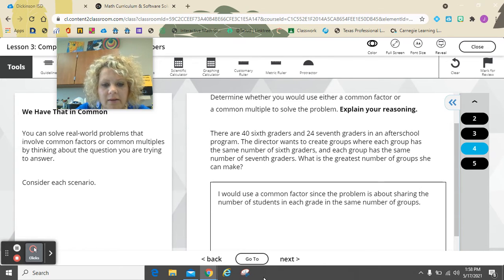So hopefully you said it was common factor because the problem is about sharing the number of students in each grade with the same number of groups. Okay, so we have 46 and 24, which are two different quantities, but they're sharing, so we want the common factor.